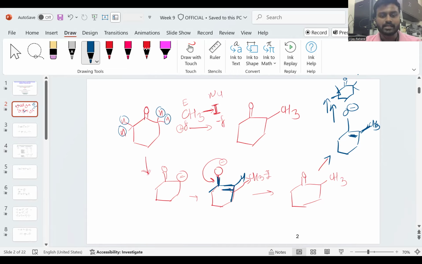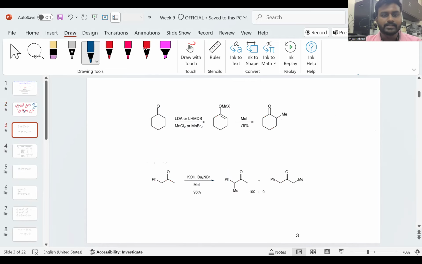We can't directly add the base as well as the reagent that we want to attach here, so that is not experimentally feasible. So that's why we need to use different conditions, and that we'll discuss in today's lecture. So here is the first example, which I have given.